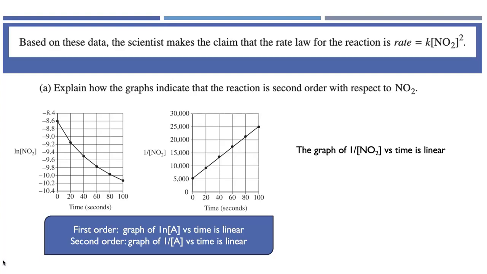The graph of 1 over NO2 molarity versus time is linear, and that's consistent with the reaction being second order with respect to NO2. So really talking about what information is plotted in the graphs, which one gave you linear data. That's what you needed to say to earn the point here.